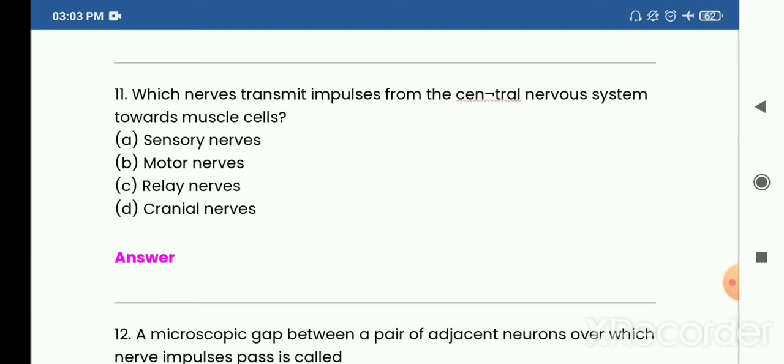So here option B is the correct answer, that is the motor nerves. Motor nerves transmit impulses from the CNS towards the muscle cell. So here option B will be the correct answer.